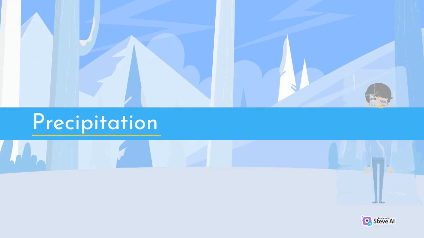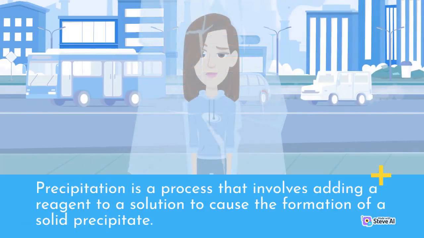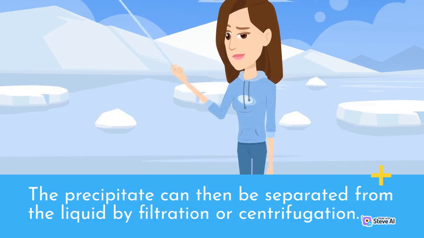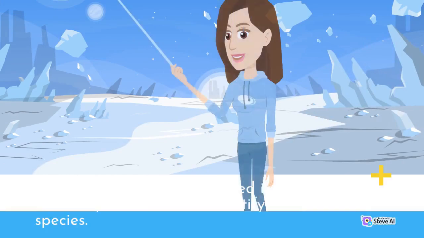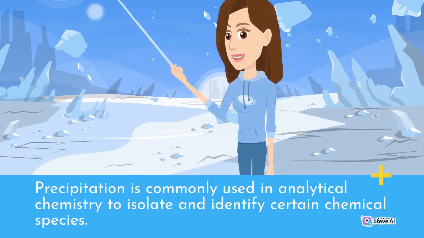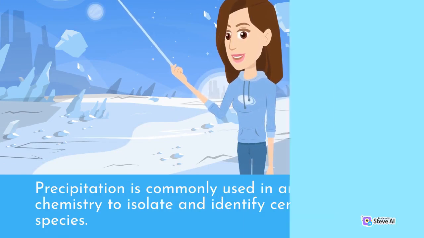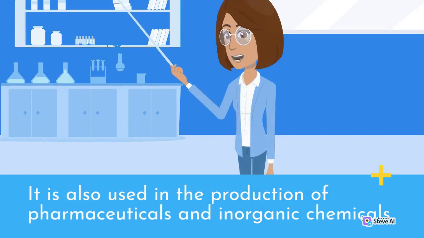Precipitation. Precipitation is a process that involves adding a reagent to a solution to cause the formation of a solid precipitate. The precipitate can then be separated from the liquid by filtration or centrifugation. Precipitation is commonly used in analytical chemistry to isolate and identify certain chemical species. It is also used in the production of pharmaceuticals and inorganic chemicals.